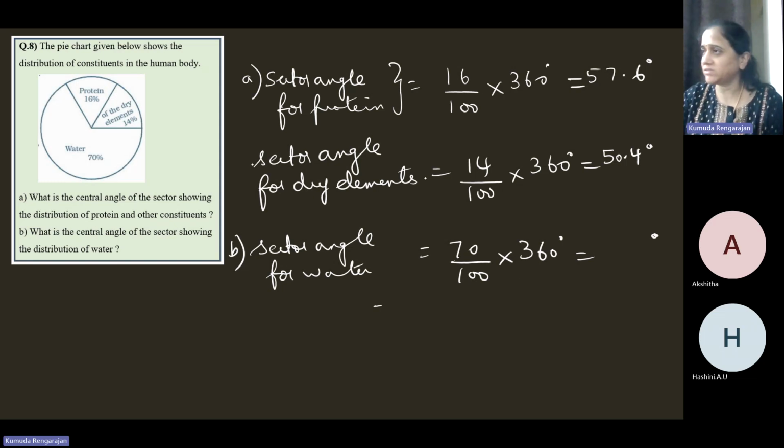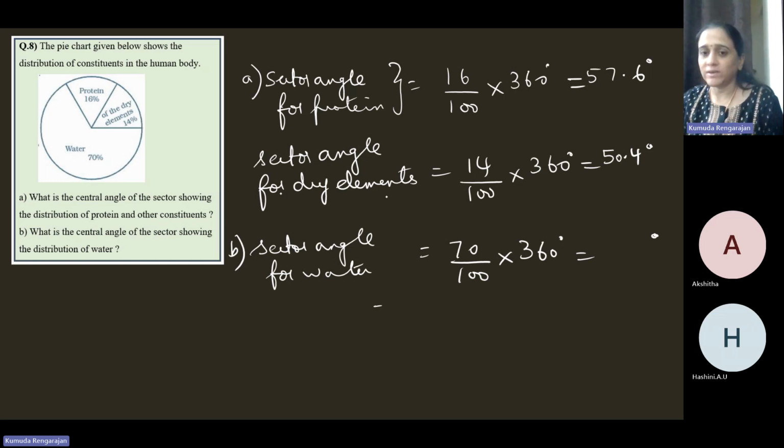See, whenever it's given as a percentage, you should first add the percentages. 70 plus 14 plus 16. What is 16 plus 14? 30. 30 plus 70? 100. That's important. Here the total is 100%, and the central angles in total will be 360.